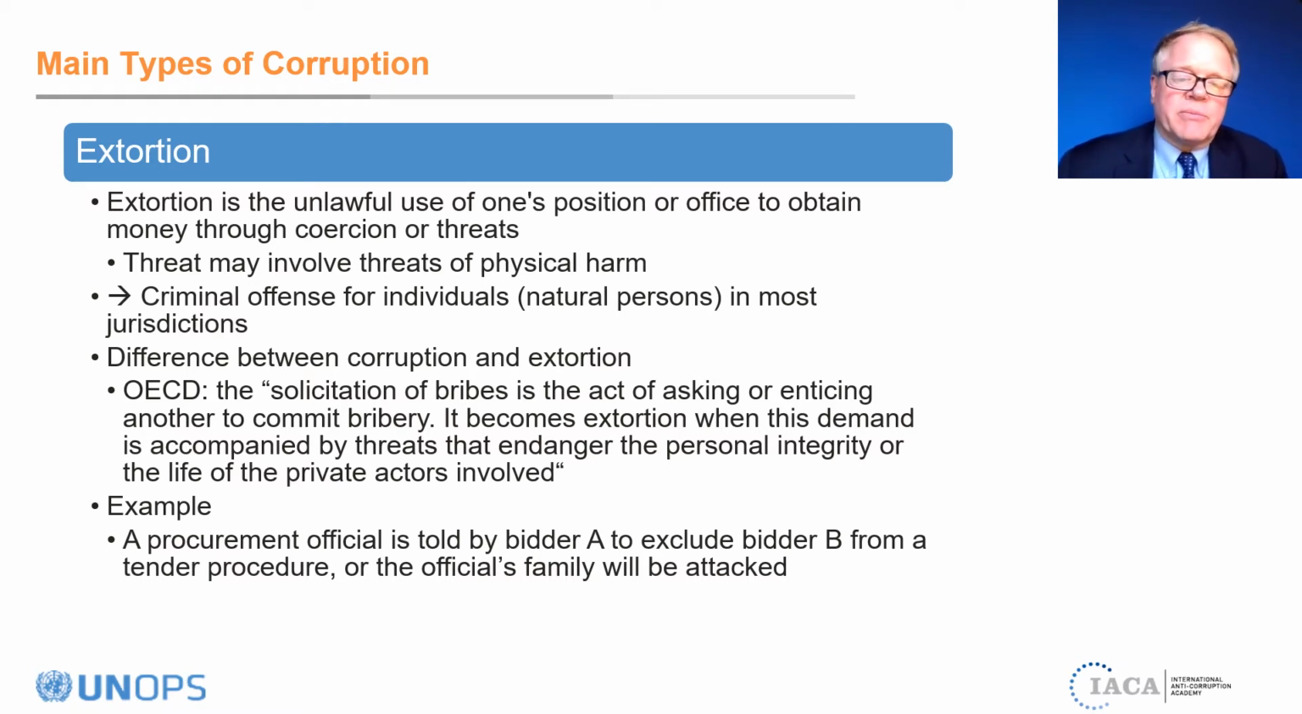So an example is a procurement official who is told by a bidder to exclude another bidder from a tender procedure, where the official's family will be attacked. You see here that there's an extension beyond a normal bribe situation to where there's actually a threat of physical harm, and therefore extortion.